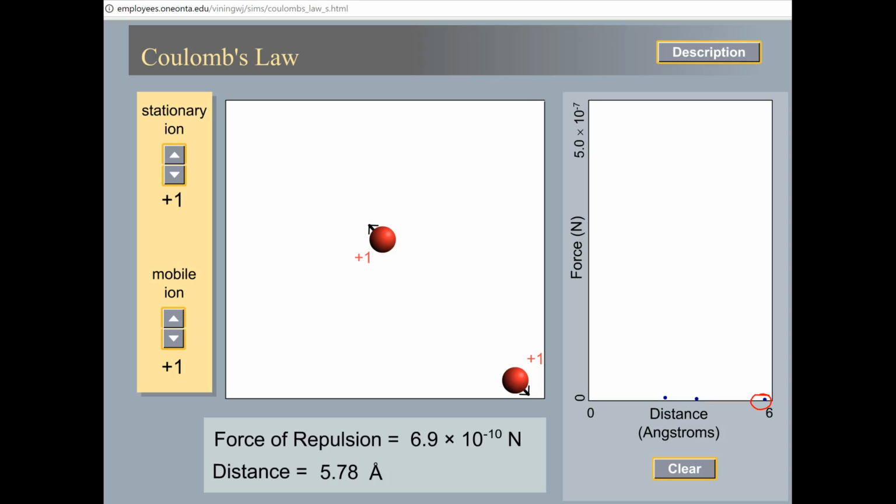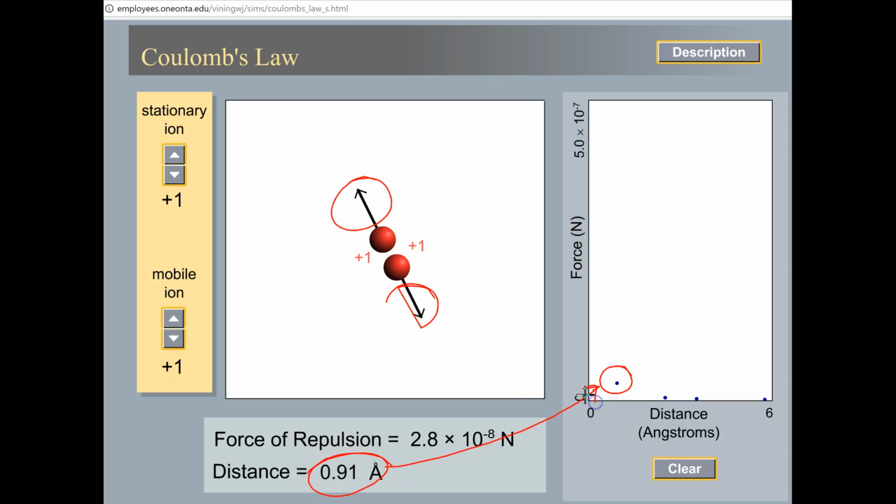All right, so now let's go ahead and bring the ions closer together than 2.5. So if we bring this ion close, you can see that the arrows are getting bigger. So you see the arrows here got larger. And then you also see this point right here. This distance is this point that's been plotted.